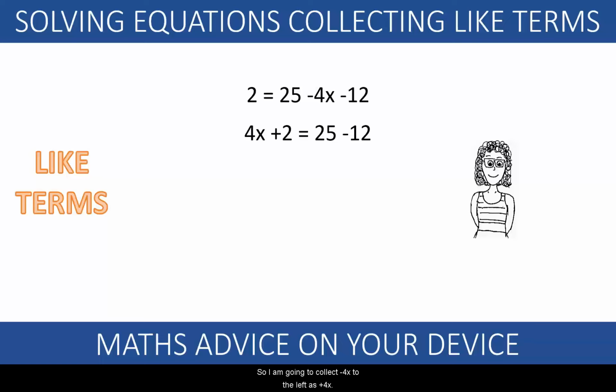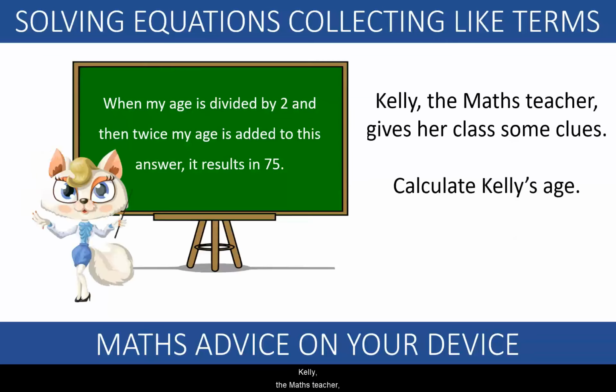We collect the numbers to the right. 25 minus 12 minus 2 equals 11. X equals 11/4.